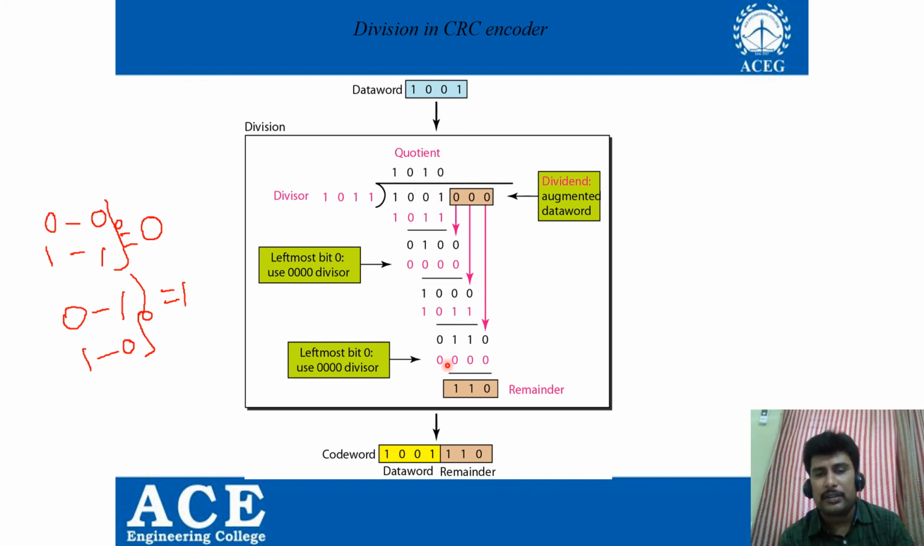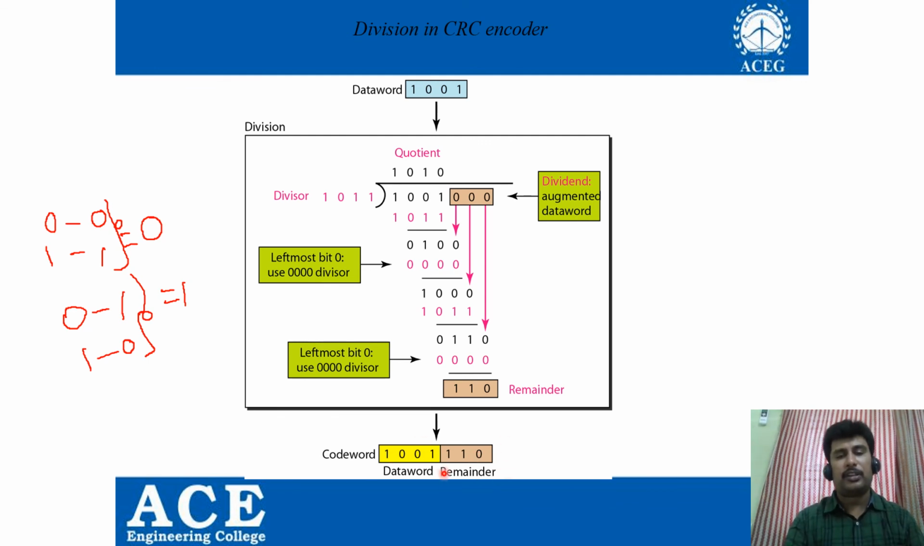And again this value is all zeros. Now implement the modulo 2 subtraction. So the remainder that is generated is 0 minus 0 is 0, 1 minus 0 is 1, 1 minus 0 is 1. So the remainder is 1 1 0. So the R2, R1, R0 bits generated at the transmitter end for the data word 1001 using a divisor 1011 is 110. So replace 000 with 110. This is the code word that we are going to transmit to the receiver.